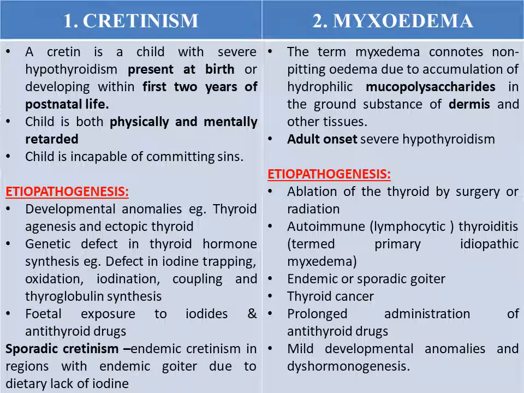Then etiopathogenesis of myxedema: ablation of thyroid by surgery or radiation. Ablation means removing the thyroid gland by surgery or radiation. Autoimmune thyroiditis, which is also called primary idiopathic myxedema. Endemic sporadic goiter. Thyroid cancer, prolonged administration of antithyroid drugs, mild developmental anomalies, and dyshormonogenesis.